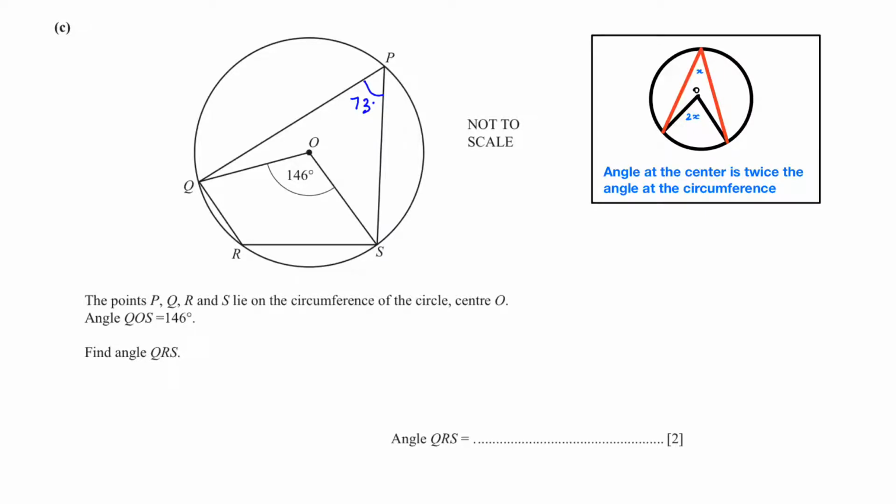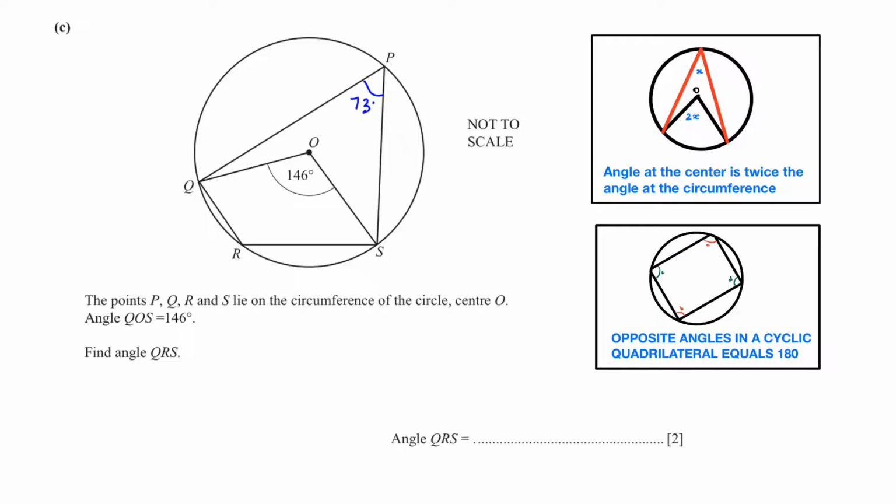There's another circle theorem you need to know. Opposite angles in a cyclic quadrilateral equal 180. A cyclic quadrilateral is when all 4 vertices of the quadrilateral touch the circle. So this QPRS is a cyclic quadrilateral. In a cyclic quadrilateral, the opposite angles equal 180. So A plus B is equal to 180, C plus D is equal to 180. So if we want to find QRS, we subtract 73 from 180, and we will get 107. Therefore, QRS is 107 degrees.